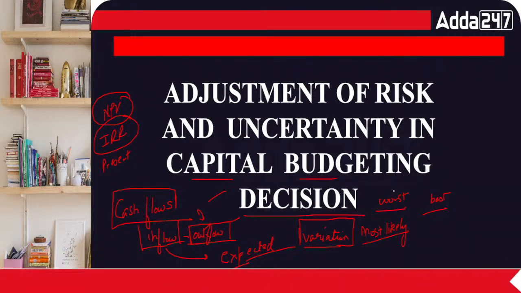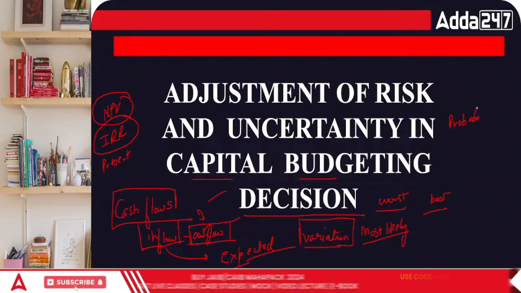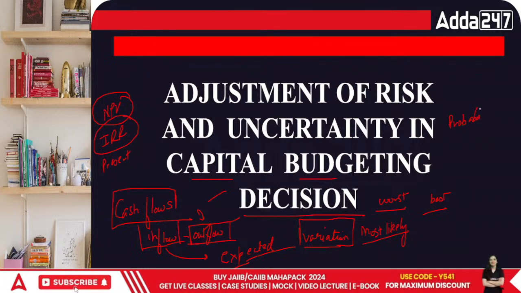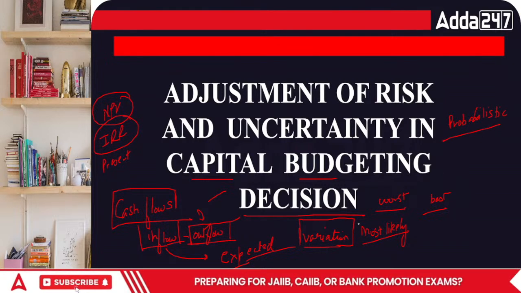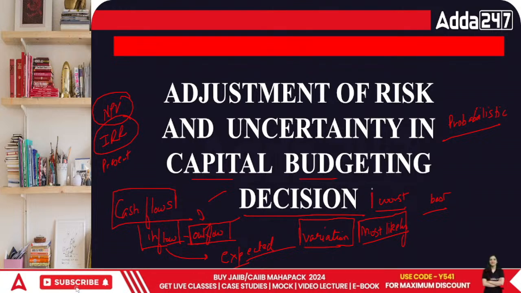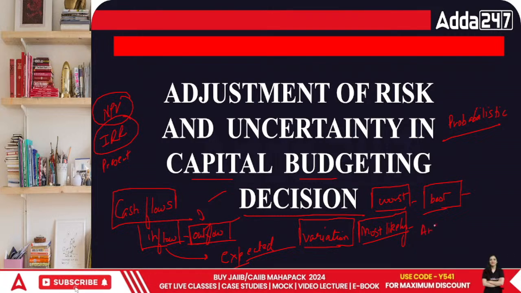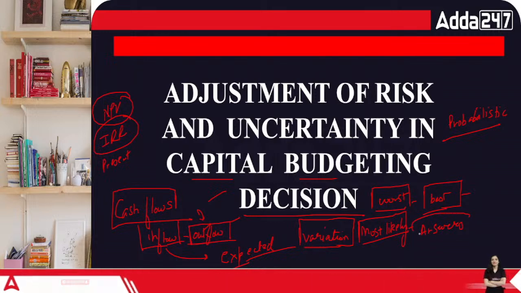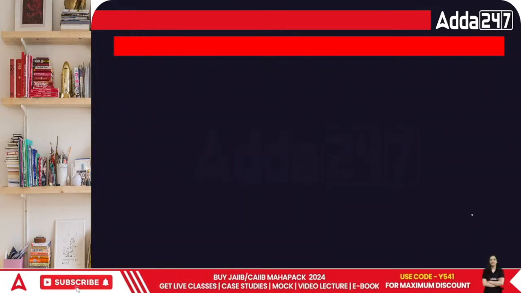So what do we do? We create a probabilistic set of cash inflows. That means the most likely cash inflow is this, the worst cash inflow would be this, and the best cash inflow would be this. Based upon this, you will create three different models with three different answers, and this will determine whether this particular thing is material, relevant, or correct for us or not. All these things would be taken care of through this.